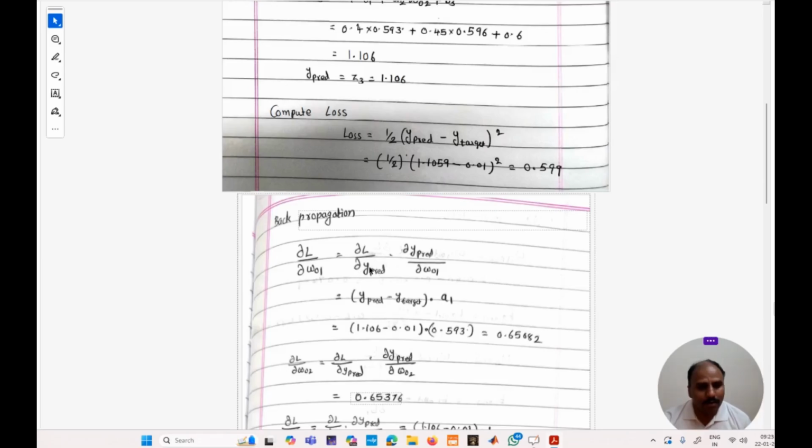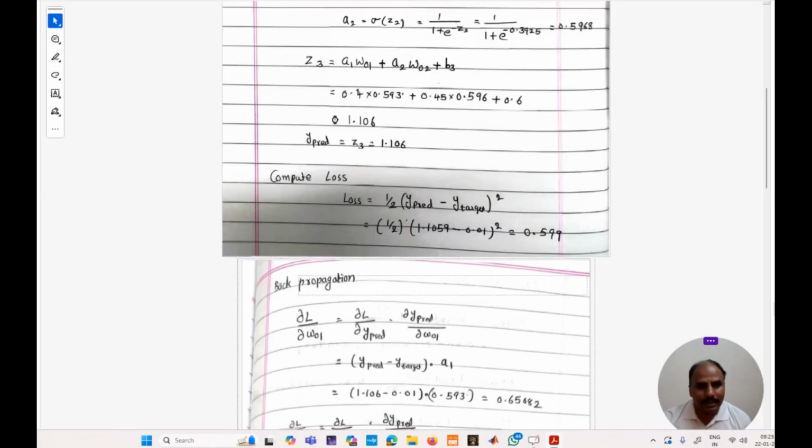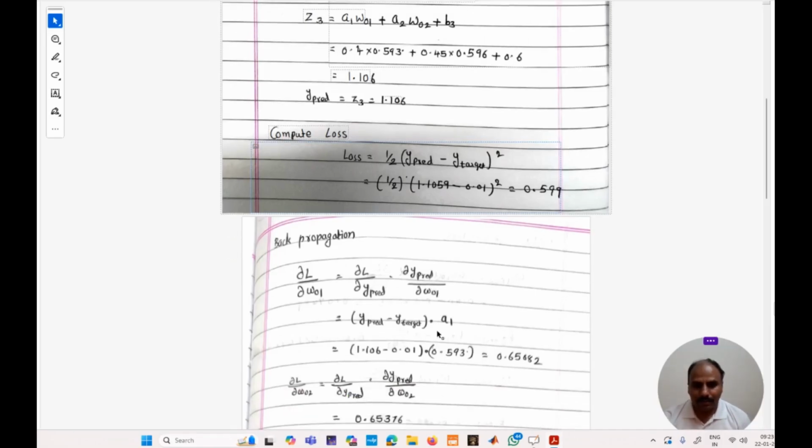Okay. Then y predict we already know, y predict equals Z3. So if I need to update this, we have WO1 in this equation. So directly I am writing dou y predict by dou WO1. Okay. Now if you cancel these y predicts, your left hand side equals the right hand side. So the formula is correct. Now dou L by dou y predict, if you differentiate this, you will get y predict minus y target. And if you differentiate dou y predict by dou W1 in this equation, you will get A1.